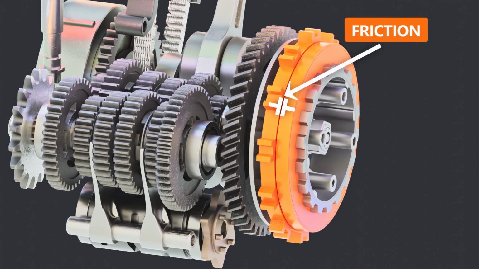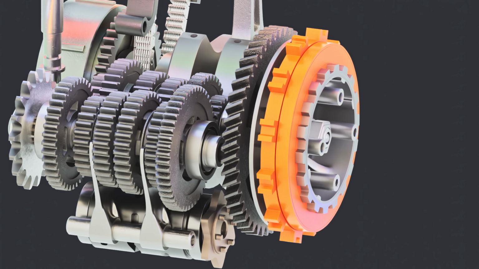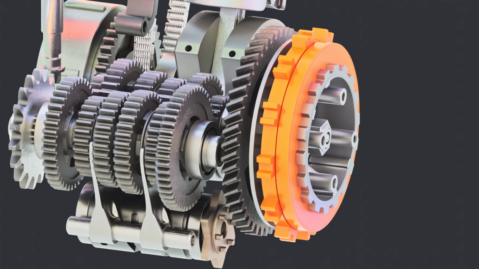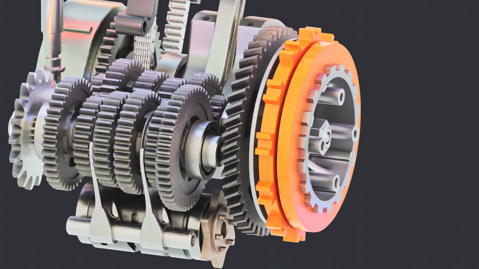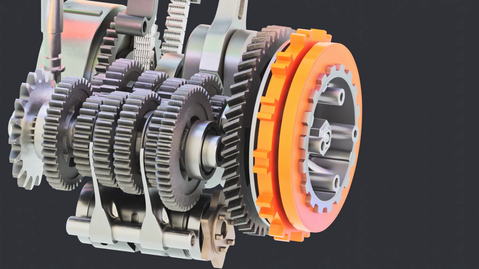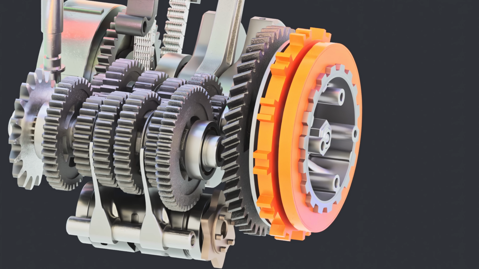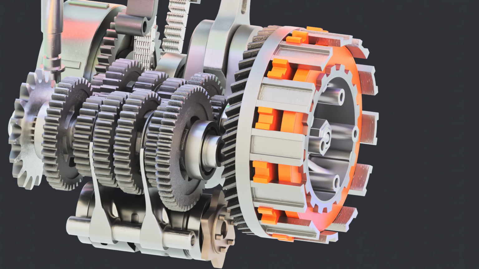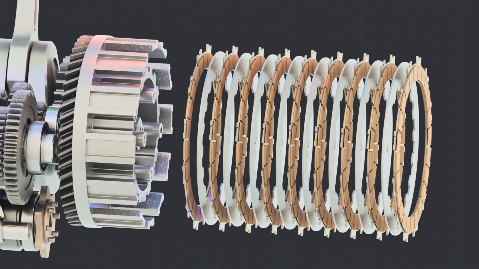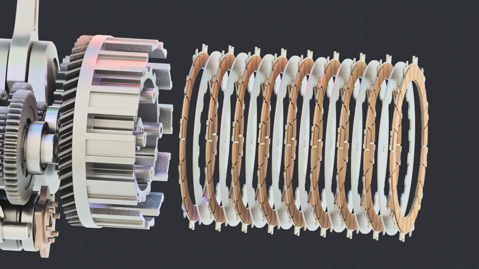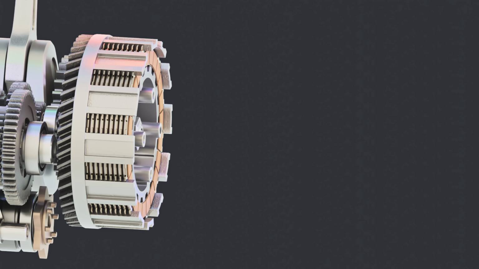With sufficient contact pressure, the friction will start rotating the other connector, which rotates the inner hub. To disconnect the power, we can simply release the pressure and the power is disconnected again. The two thick connectors we used here are just for demonstration purposes. In practice, multiple thin plates called friction plates and metal plates are used in order to increase the contact surface area. They work just like the two connectors we observed earlier.